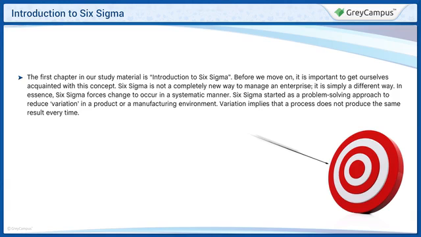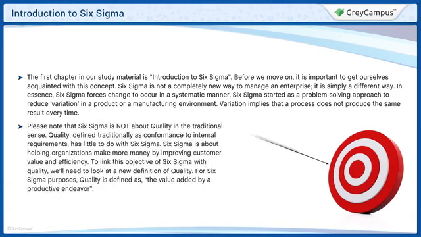Six Sigma is not a completely new way to manage an enterprise. It is simply a different way. In essence, Six Sigma forces change to occur in a systematic manner. Six Sigma started as a problem-solving approach to reduce variation in a product or a manufacturing environment. Variation implies that a process does not produce the same result every time.